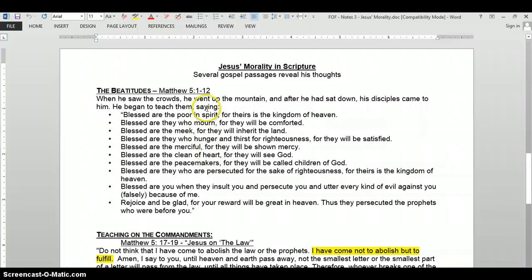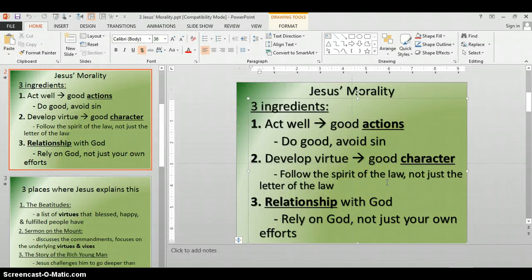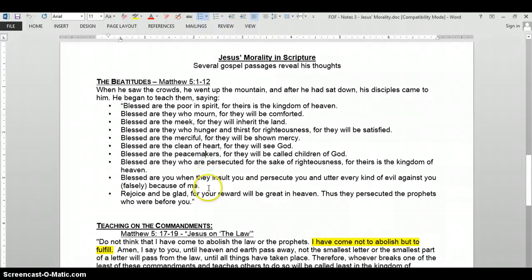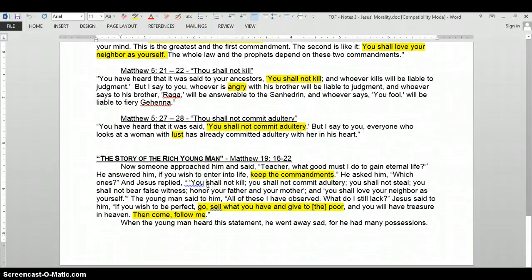And then so many of these have to do with relationship with God. Be a person who's clean of heart so you can see God. Be a peacemaker, for you will be a child of God. Blessed are you when they persecute you and utter every kind of evil against you falsely because of me. So notice that the relationship to God is tied into the virtues here very clearly. Okay? Again, the Beatitudes is probably the hardest. Story of the Rich Young Man is probably the easiest. I would recommend most people do the Story of the Rich Young Man.